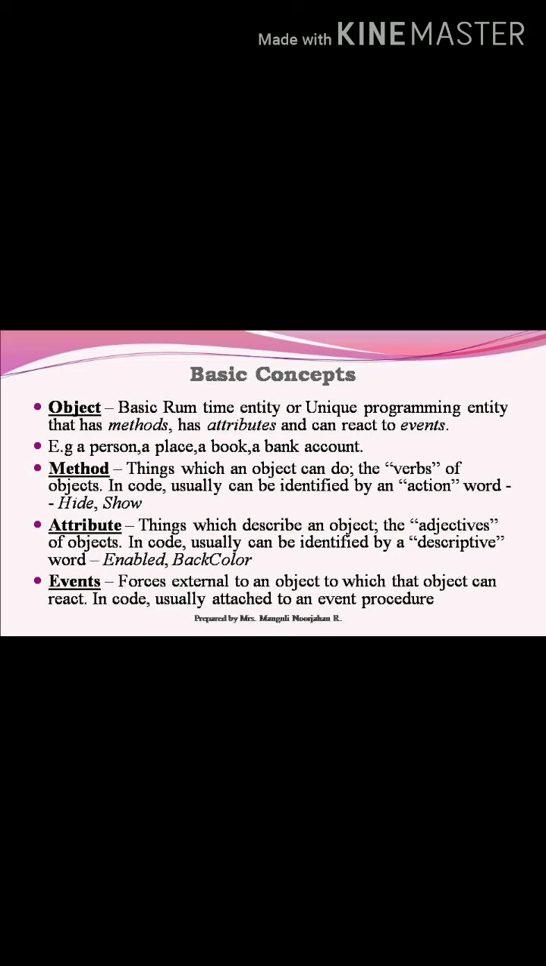What are attributes? Attributes are nothing but the properties, whatever we declared in the class as data members. Attributes are things which describe an object, for example, back color, name. Events are forces external to an object to which the object can react, usually attached to an event procedure.